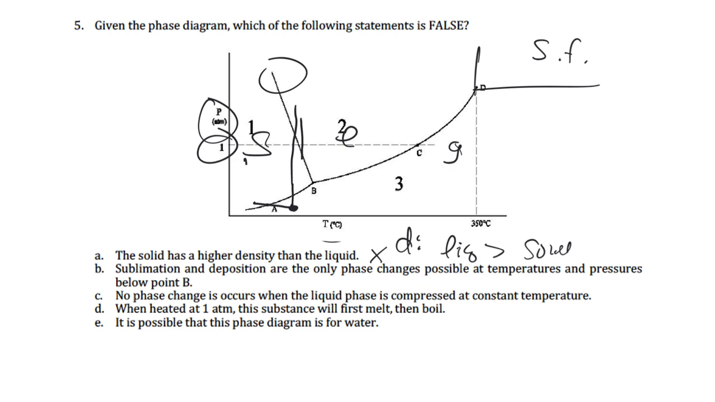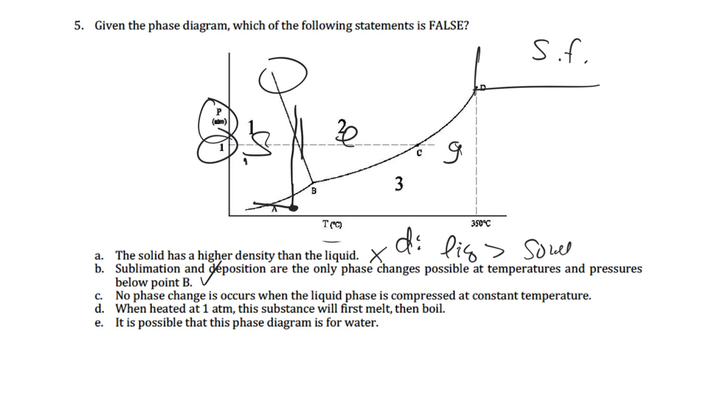Okay, so that is a true statement. We're looking for the false statement. I think we already found it in A, but let's make sure we understand the other statements. No phase change occurs when the liquid phase is compressed at constant temperature.